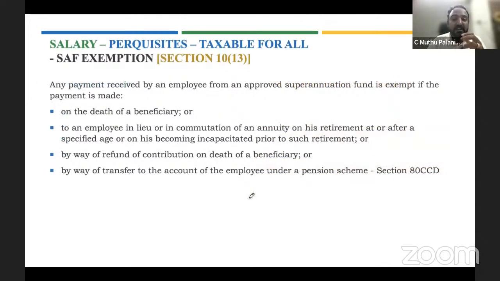Considering this marathon session, I will not be able to repeat the provisions again and again, and I have to feel sorry for that. So we will move on to the next provision.